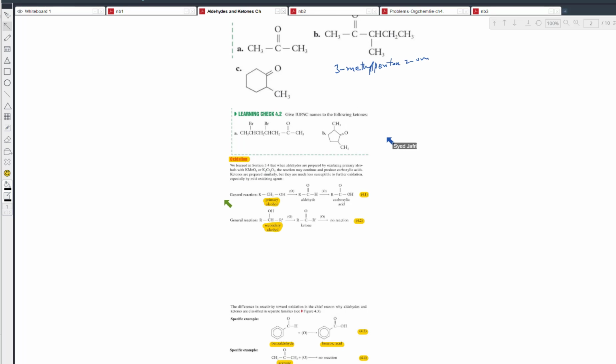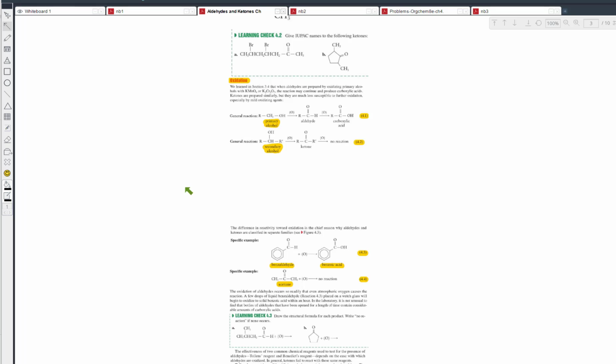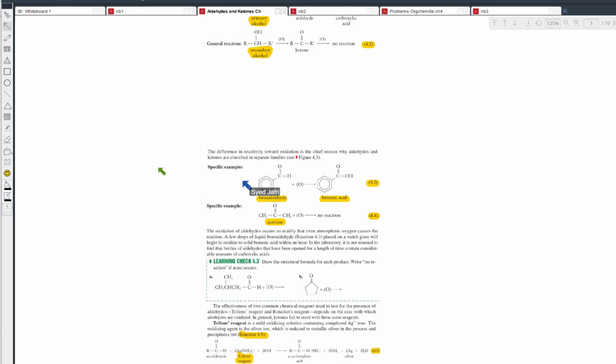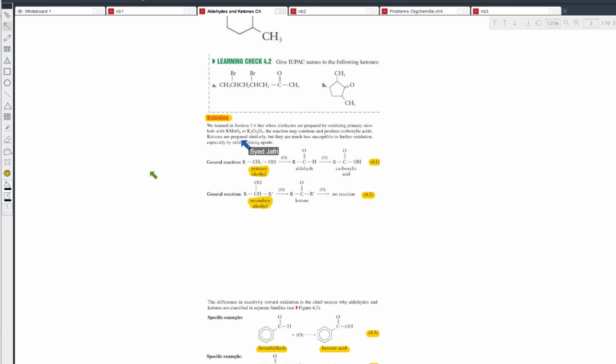Pentanone, you're right. Now, this one is not a question, but they are explaining this thing, so we are going to do it. This one is oxidation, a general reaction. This is a primary alcohol, because the OH is attached to the carbon which has two hydrogens. When you oxidize a primary alcohol, you can take hot KMnO4, or potassium dichromate, or chromic acid in sulfuric acid; it doesn't matter.